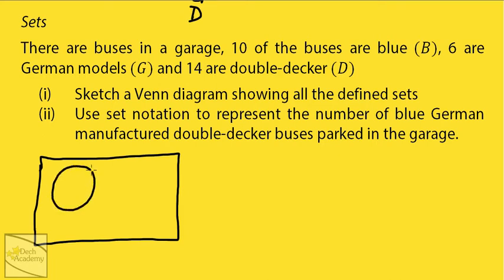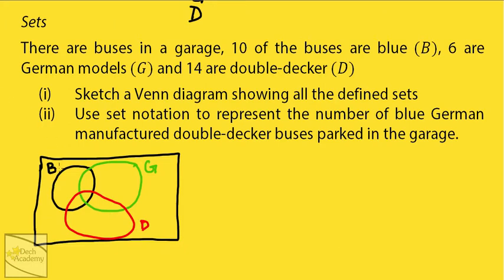So B is going to be the blue buses. G is for the German models. And D for double-decker buses. And then the intersections: blue buses, German manufactured buses, and double-decker buses.